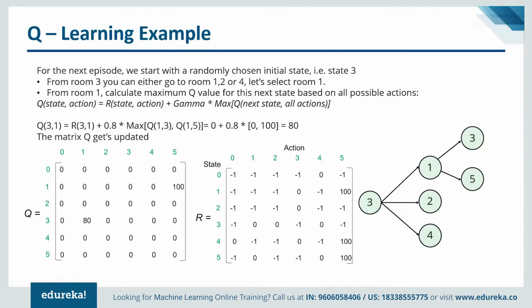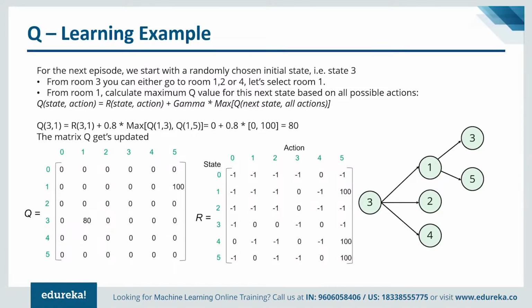This time we'll start with a randomly chosen initial state. Let's say that we've chosen state 3. So from room 3, you can either go to room number 1, 2, or 4. Randomly, we'll select room number 1. And from room number 1, you're going to calculate the maximum Q value for the next state based on all possible actions. So the possible actions from 1 is to go to 3 and to go to 5.